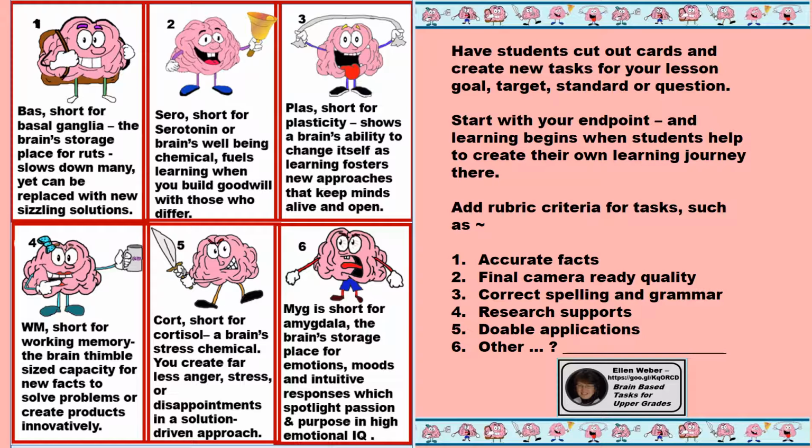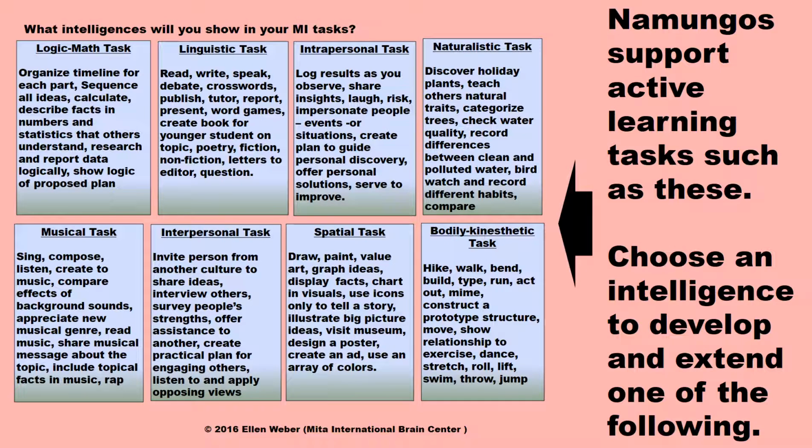So have students cut out the cards, create new tasks for their own lessons. Start with your endpoint, for example, and have the students create their own task to get there. They could add a rubric criteria such as accurate facts, final ready quality, correct spelling, research supports, or doable applications, or other rubric criteria you wish. But students really enjoy learning themselves about these namungo characters that can certainly come alongside their awesome brains in new ways. I like to use multiple intelligence task ideas.